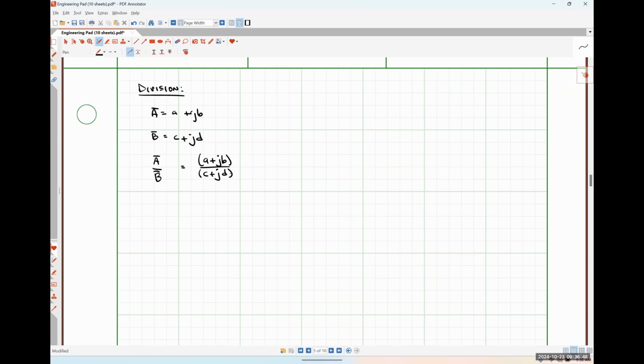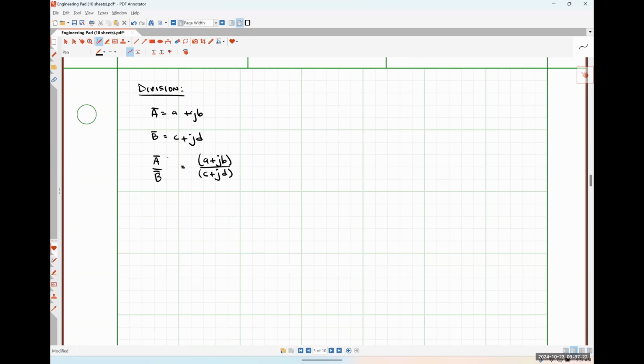C plus jD. Now, there's nothing really wrong here, except that every other mathematical operation I have performed with rectangular form complex numbers has resulted in a distinct real part and a distinct imaginary part. And I don't have that anymore. I have a ratio of two rectangular form complex numbers. But I can make this give me a result in the form that I am expecting by getting a little fancy with the complex conjugate operation, okay?